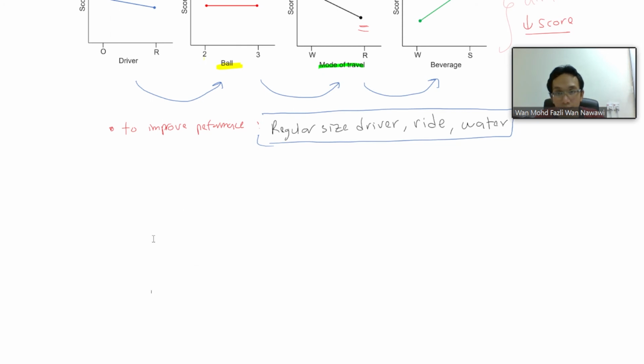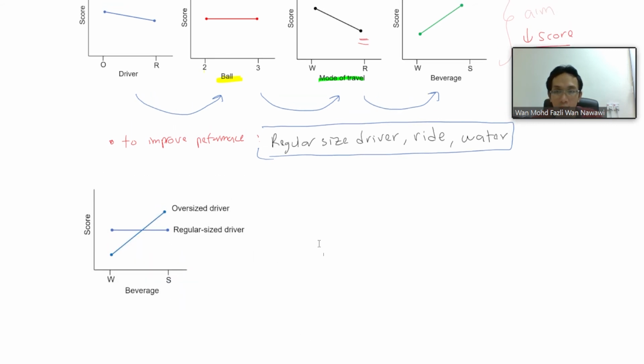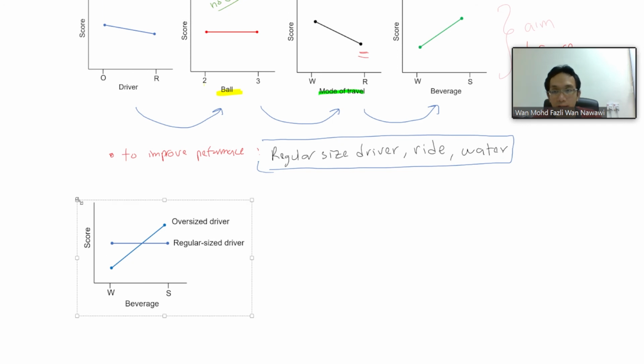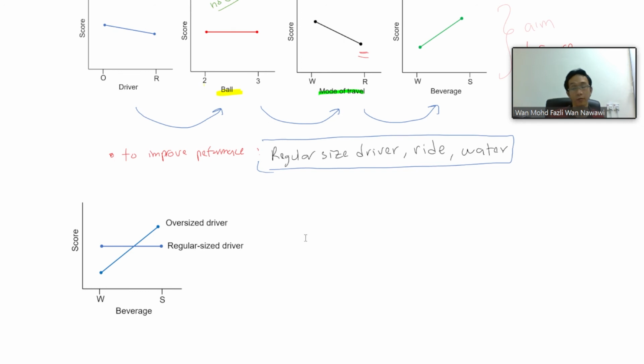You might get something like this. Okay, so let me make it bigger. Okay, you might see this bigger. So this is what we call an interaction graph. You can see the interaction between two things.